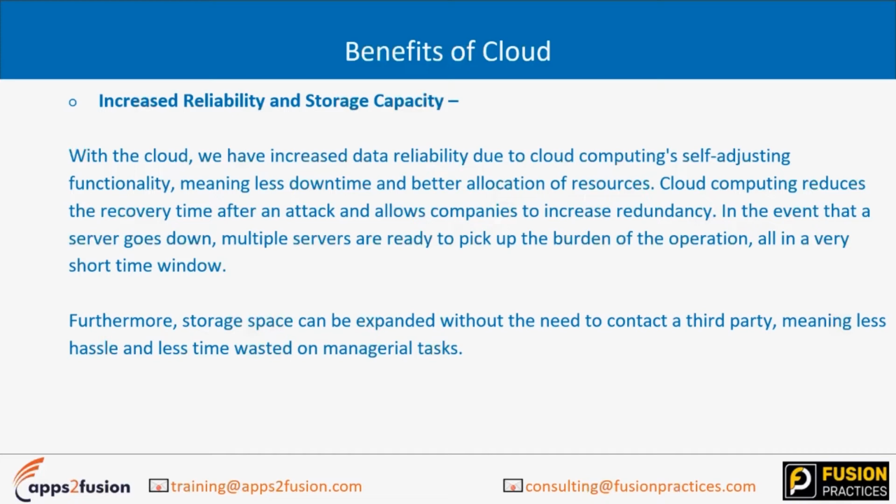Whenever you are running an application in the cloud, we need to make sure that the downtime is less. If the application goes down, it needs to be back up as soon as possible. So how is it possible behind the scenes? There is a concept of redundancy. We have the same copies of the application running on different servers, so that if one goes down, there are multiple servers ready to pick up the burden of the operation, and that too should happen in a very short period of time.